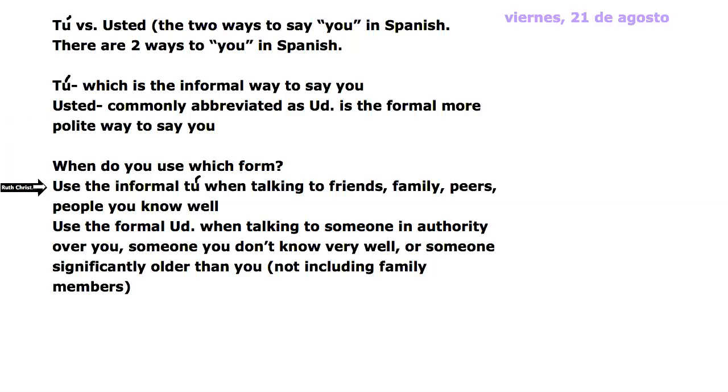So you use the informal form of you, which is tú, when talking to your friends, family, peers, or people that you know well. You use the formal you, which is usted, when talking to someone in authority. So like in a bureaucratic type situation, maybe a manager or a boss, anybody in the judiciary system, a judge, and then someone that you don't know very well. Also, you would use usted with someone who is significantly older than you, not including your family members. So you don't have to be formal with your grandma. You already have an established relationship, so you don't have to use usted with her.